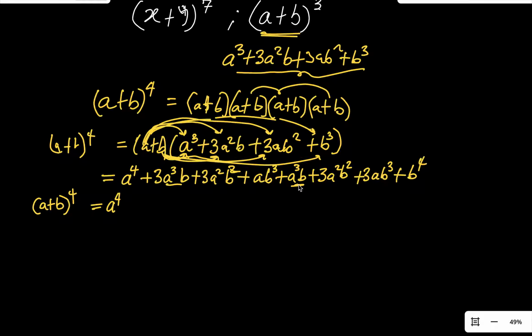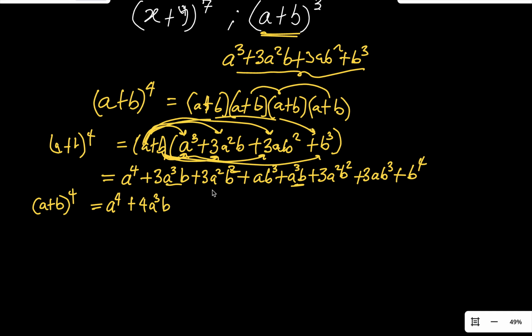That means I will add them. Remember the coefficient of this a cubed b is 1, the one you don't see there. That 1 plus 3 will give you 4. So I'll get plus 4a cubed b. I'm not finished with that one.